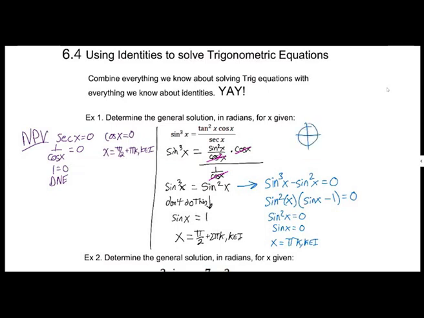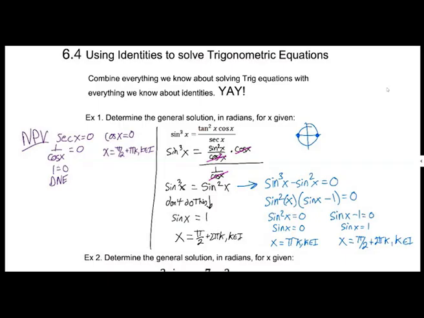And just draw my unit circle up here. I'm looking for the points where sine is equal to 0. I'm left with another solution as well. So I get sine of x minus 1 is equal to 0. So that leaves me with sine of x is equal to 1. And of course, we've already actually solved that, right? That's pi over 2 plus 2 pi k, k an integer.